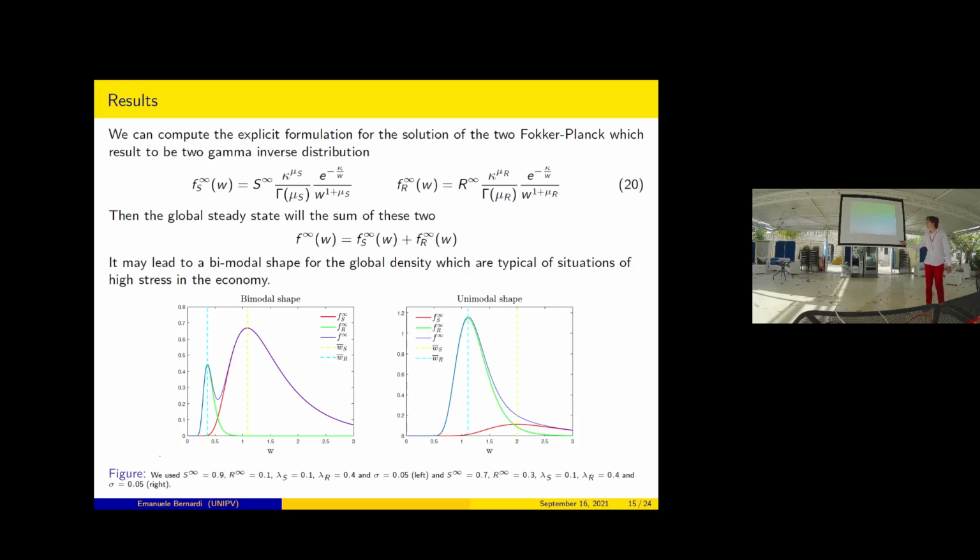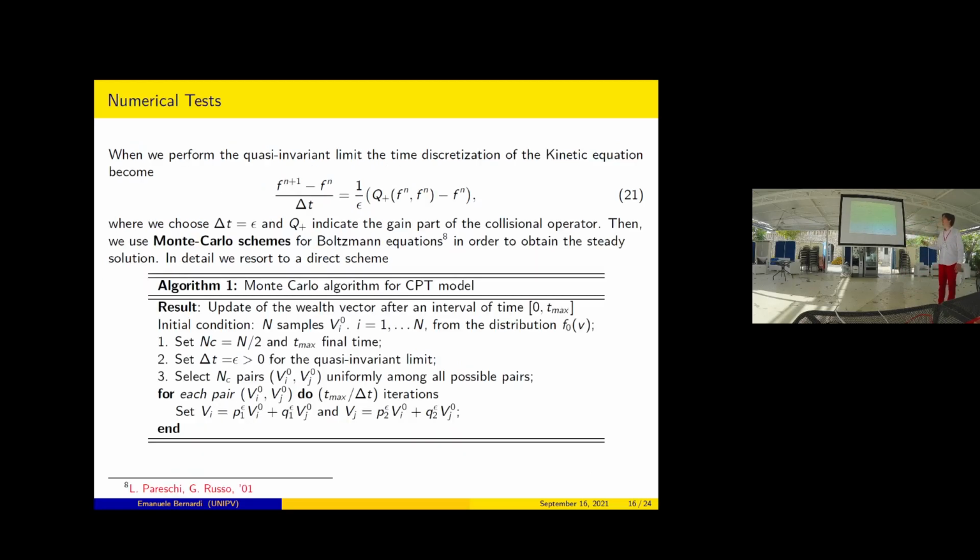Now, as we can see here, the behavior of the global steady state is not unique. It could present a unimodal shape that is quite common for the Western countries, but it could also present a bimodal shape that is considered to be a sign of high stress in the economy, since, as we can see here, we have a new poor class in the wealth distribution. So it is reasonable to assume that it is the effect of a pandemic.